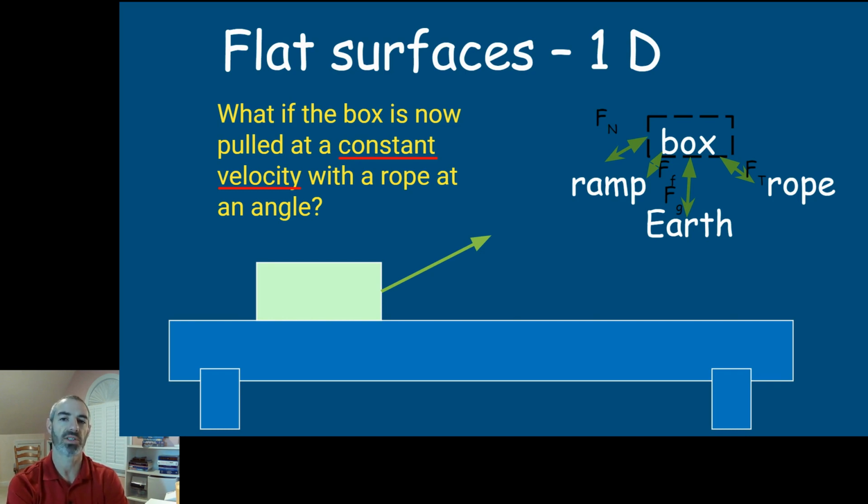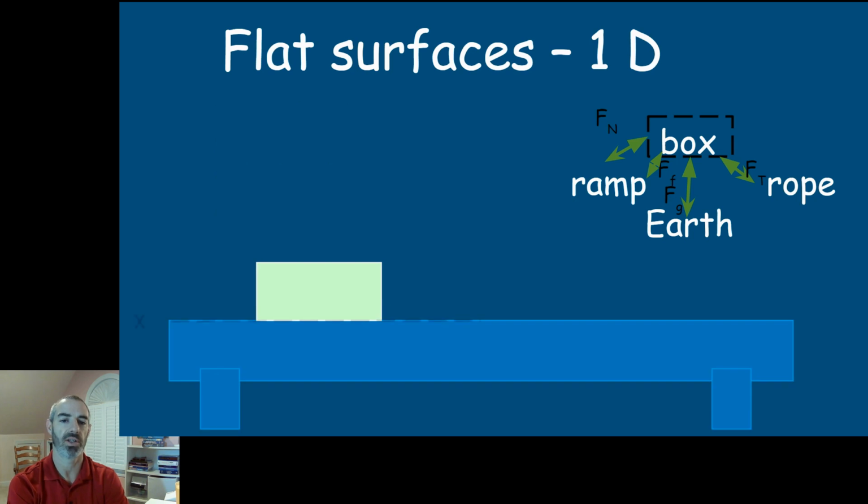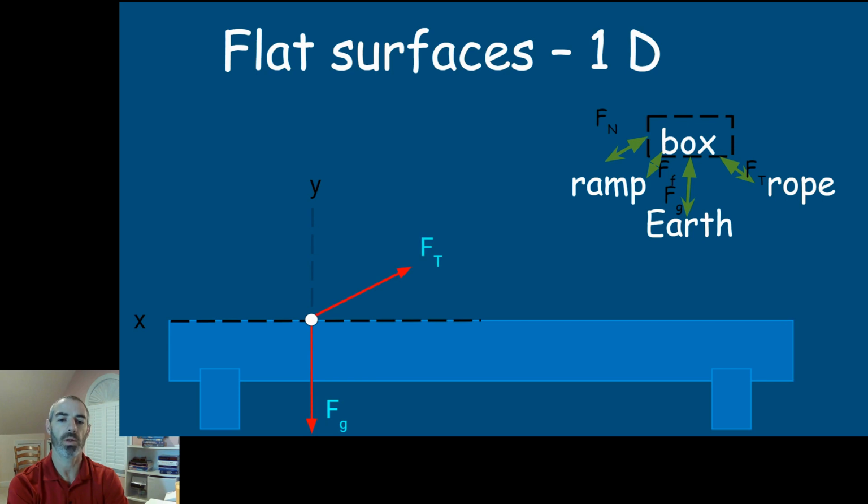So now we draw our x-axis parallel to the surface, in this case horizontal. The y-axis is perpendicular to that. We shrink our box to a single dot in the center, and then we proceed to draw our vectors to represent the forces. We have gravitational force down, tension force up and to the right at an angle, the normal force up along the y-axis, and frictional force opposing the motion of sliding across that table.